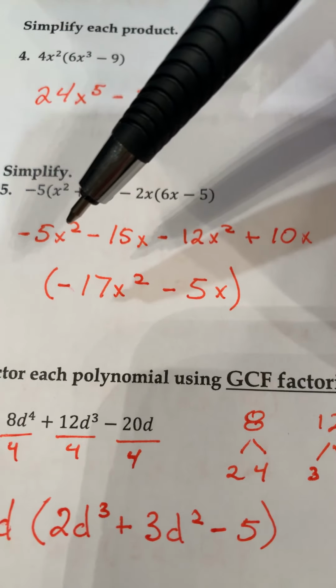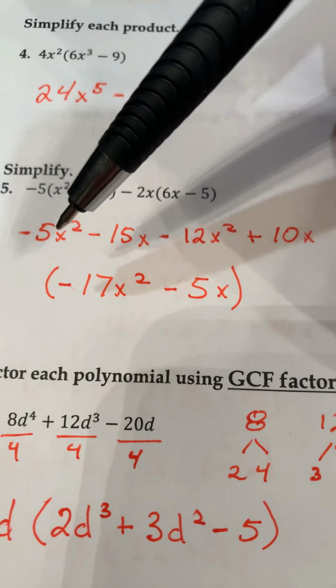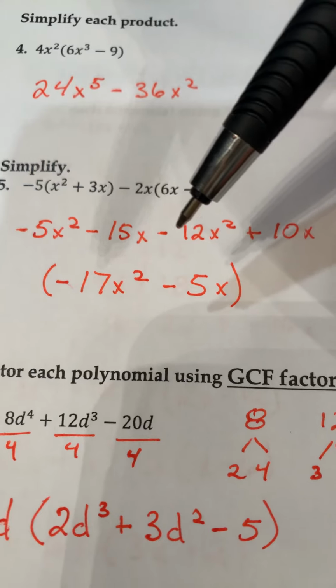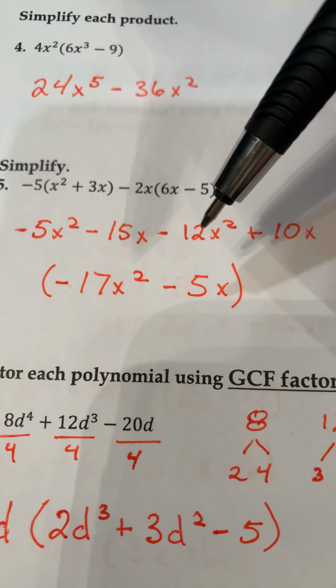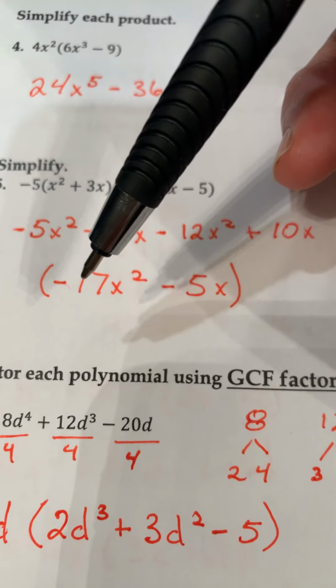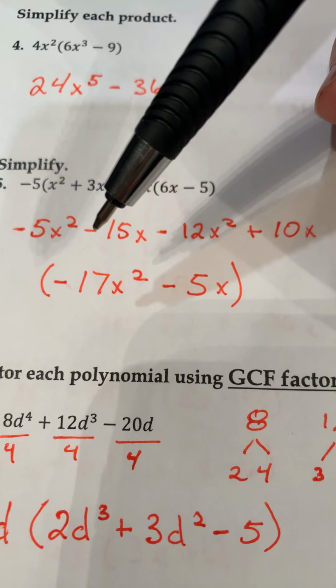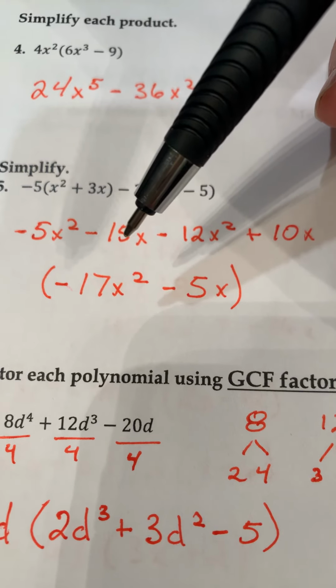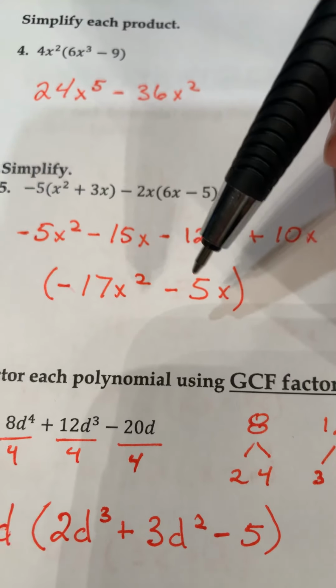Then you can add the two x squareds, which is 5x squared and a negative 12x squared, which is a negative 17x squared, and then a negative 15x and a plus 10x is minus 5x.